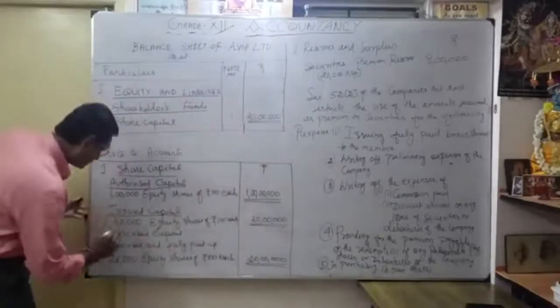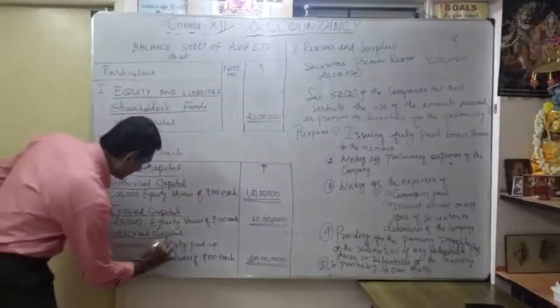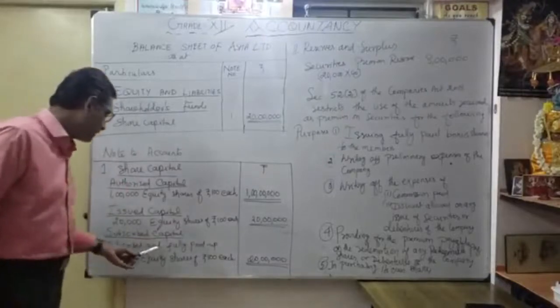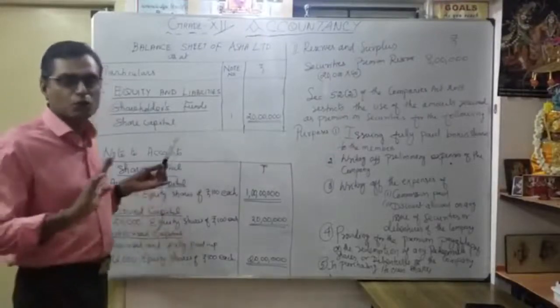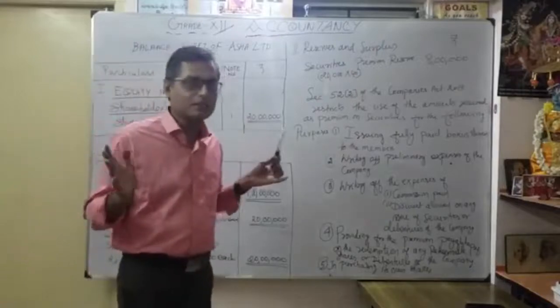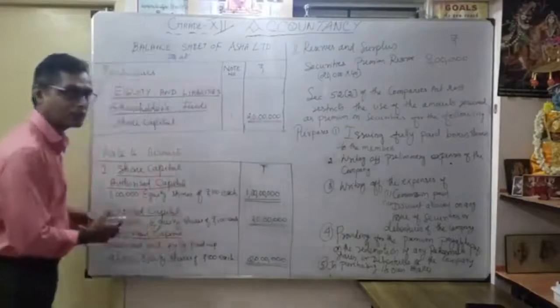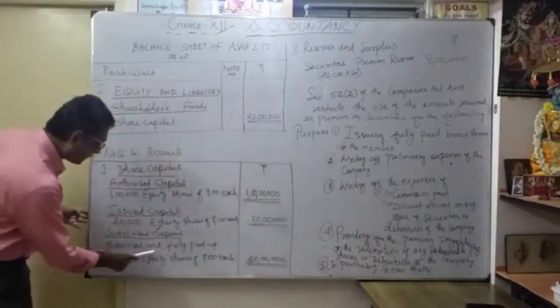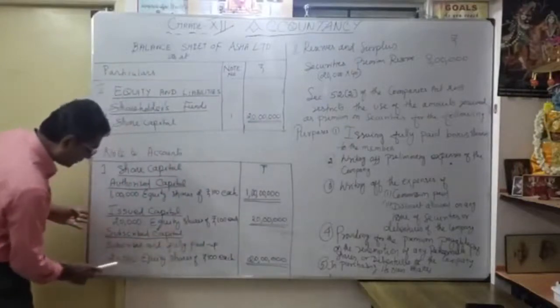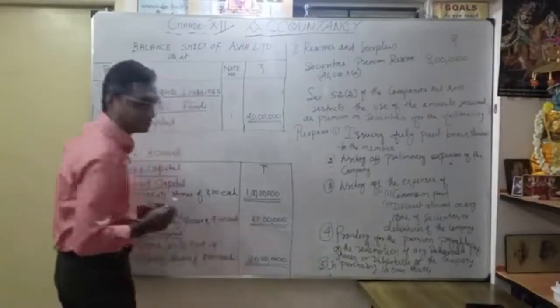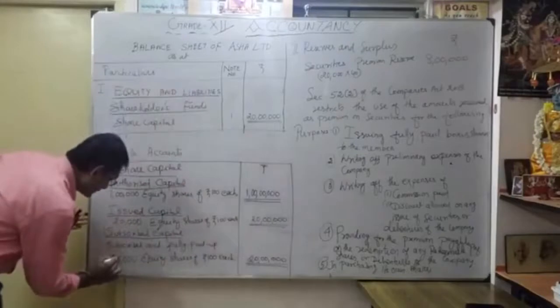Then, what is our subscribed capital? Finally, what is our subscribed capital? Subscribed and fully paid up. Here, there is no question of calls in arrears. Everyone has clearly paid, all money received, the entire 20 lakhs. That is what you have to write: subscribed and fully paid up, 20,000 equity shares of 100 each, again 20 lakhs. That is the information here.